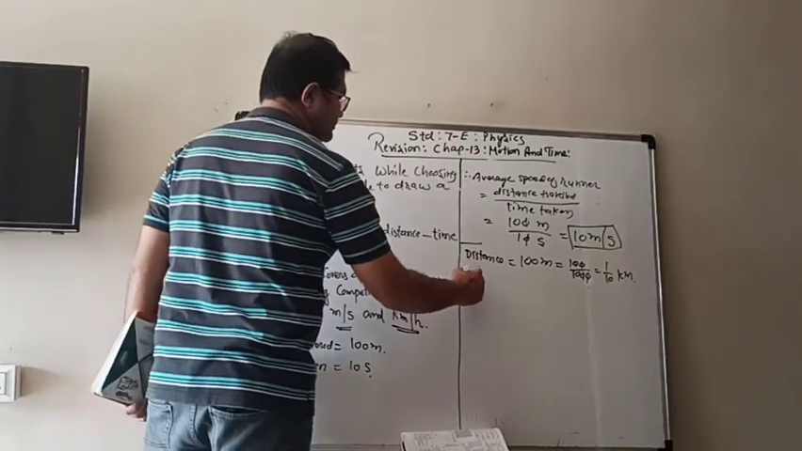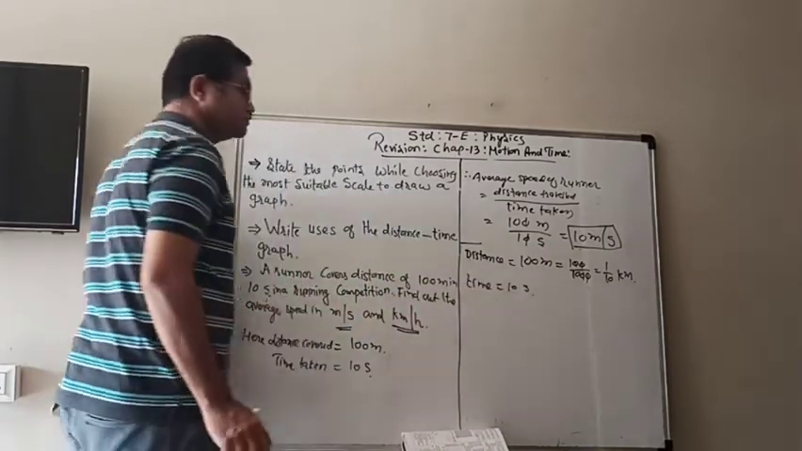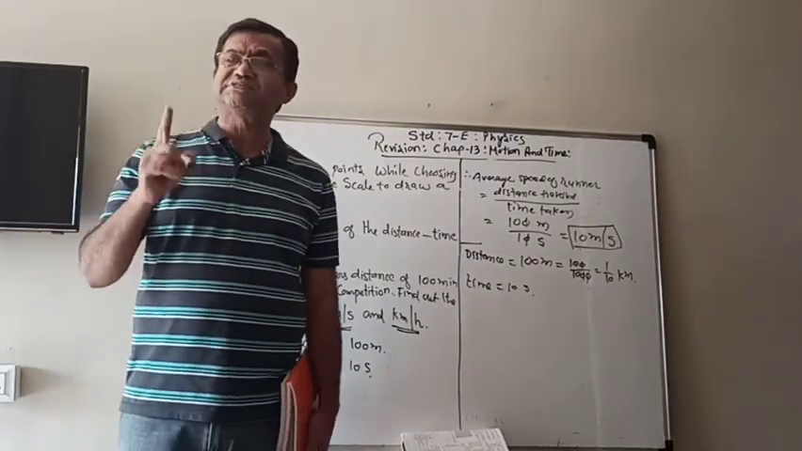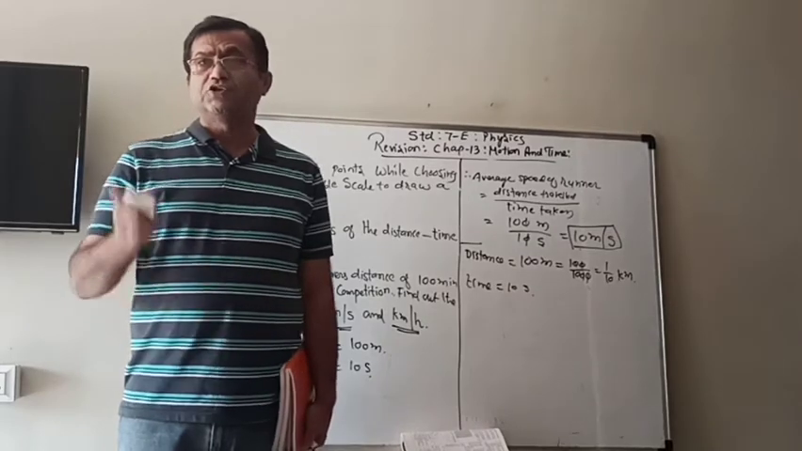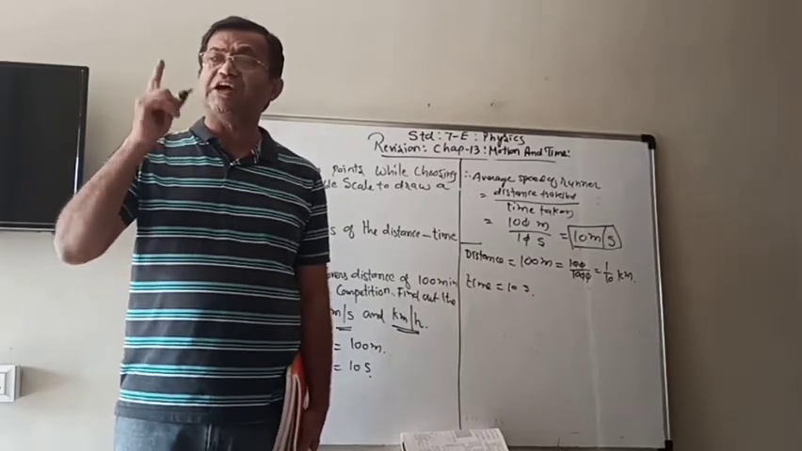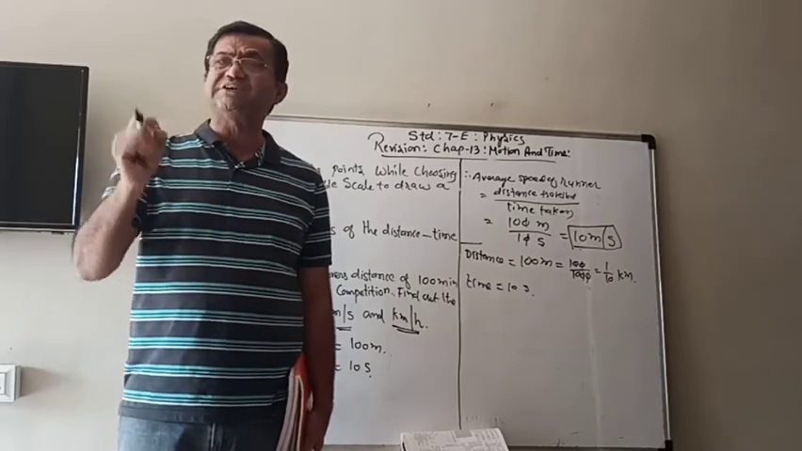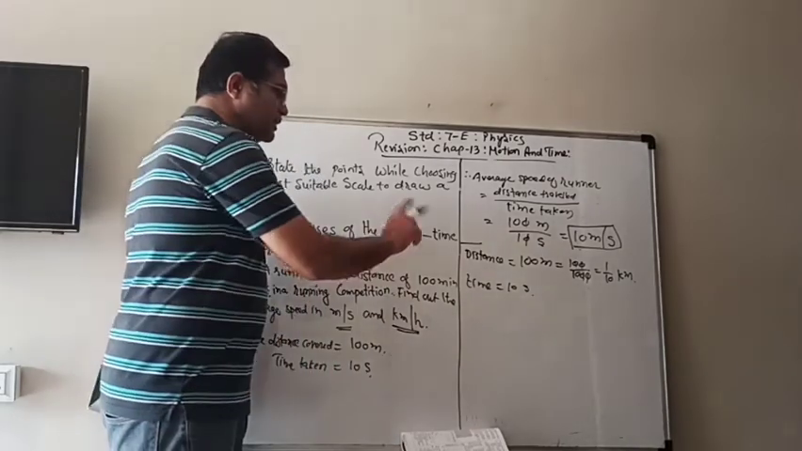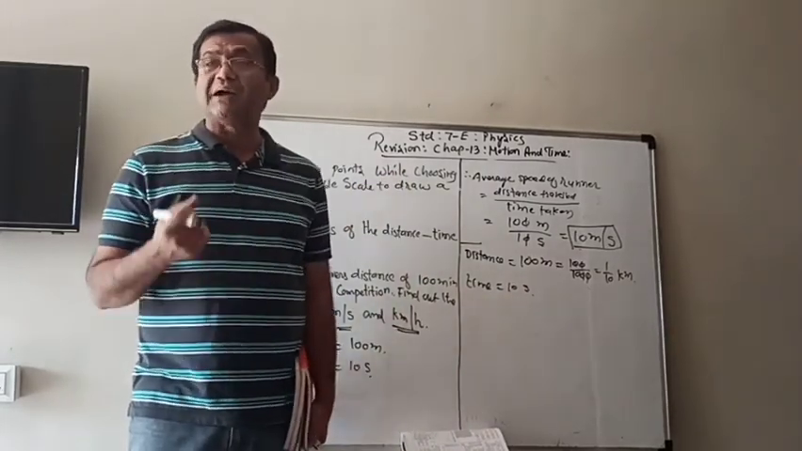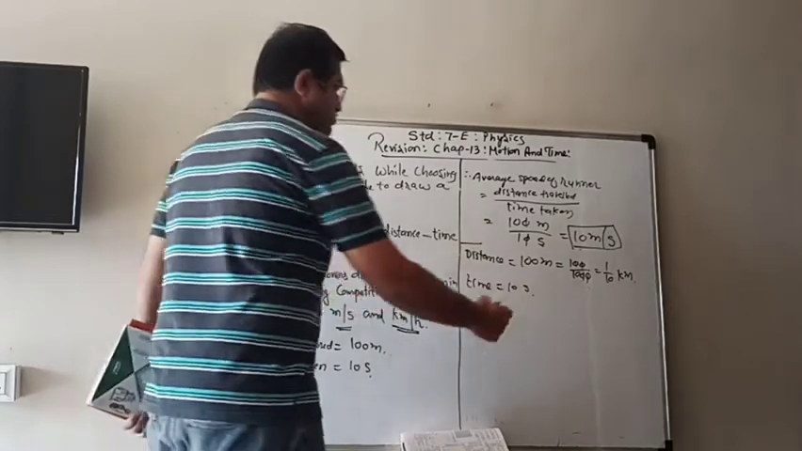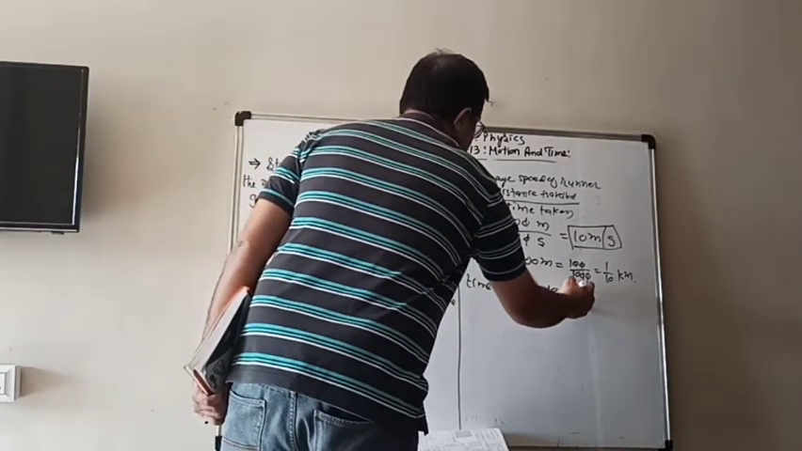And similarly, time is given in second. We know that 1 hour is 60 minutes and 1 minute is 60 seconds. So 1 hour is 3,600 seconds. So if we convert second into the hour, we have to divide it by 3,600. So that is equal to 10 upon 3,600 hours.